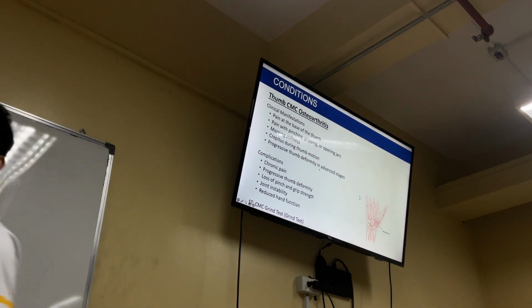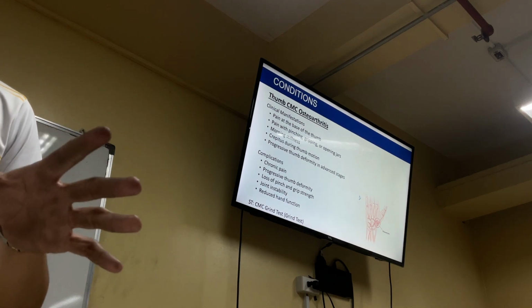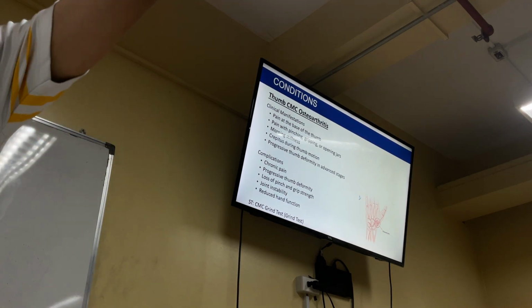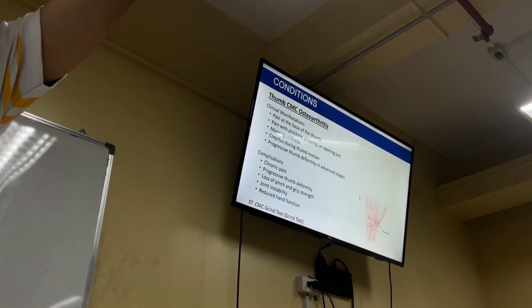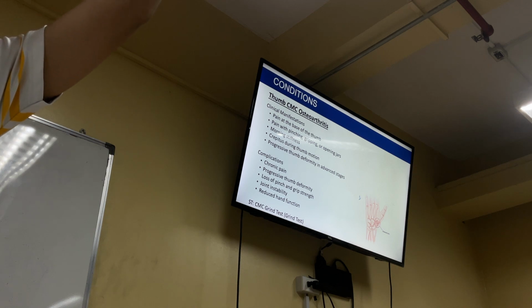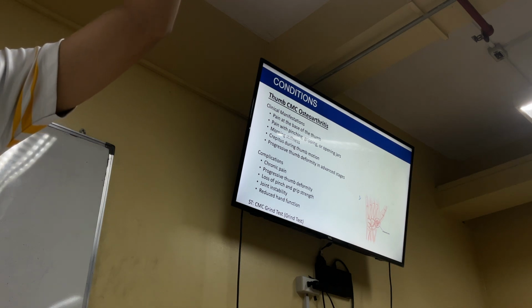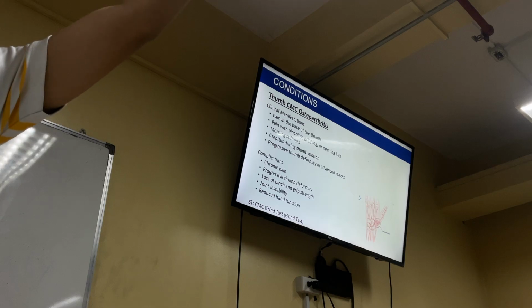What deformity can you see? Zigzag deformity. I don't know if zigzag is RA, it could be RA or OA. Swan neck and boutonniere can also be seen in RA.